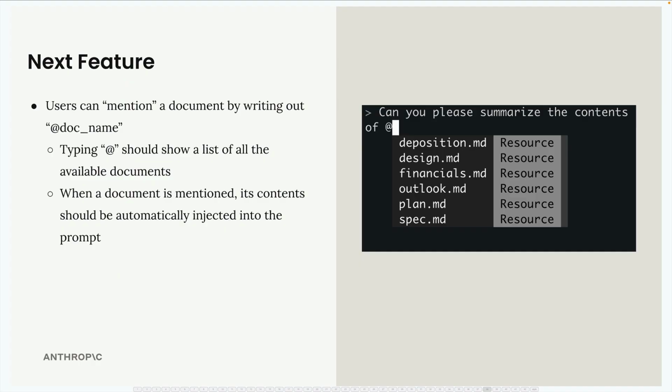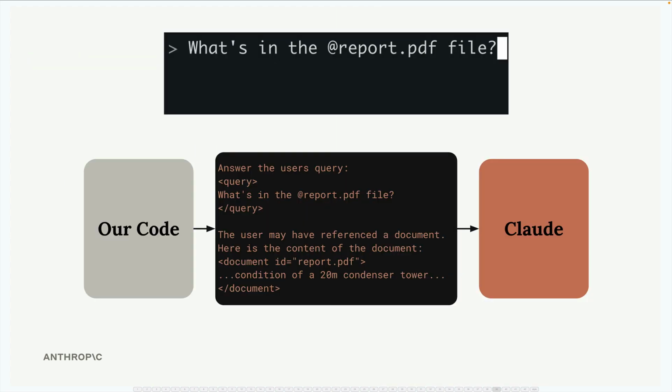So in total, there's going to be kind of two aspects to this feature. Whenever a user types out the @ symbol inside of a message, we're going to automatically show a list of all the different documents that they can mention inside of a little autocomplete window. Then, whenever a user submits a message with a mention inside of it, we're going to automatically get the contents of that document and insert it into the prompt that we send off to Claude.